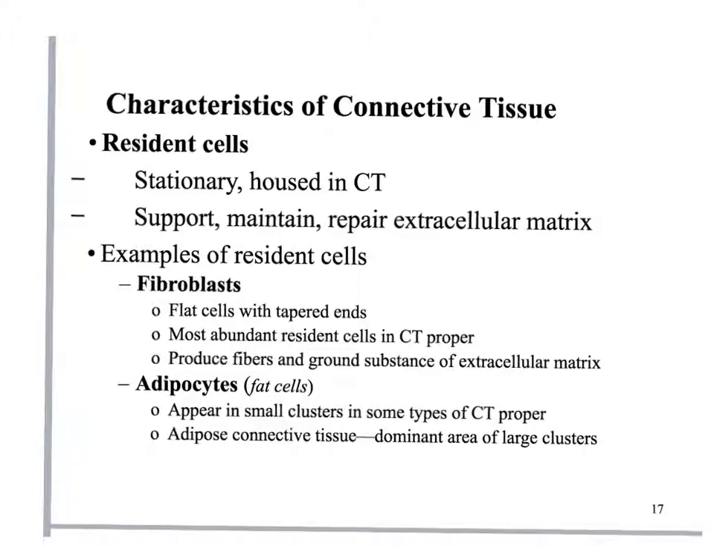Adipocytes, or adipocytes, depending where you put the emphasis on the wrong syllable. Okay. Adipocytes, they're fat cells. They appear in kind of clusters. They could be found in some types of connective tissue proper. You'll find fat cells within the hypodermis, the underlying layer of skin, all right? And you'll find them in large clusters, all right, in adipose connective tissue.